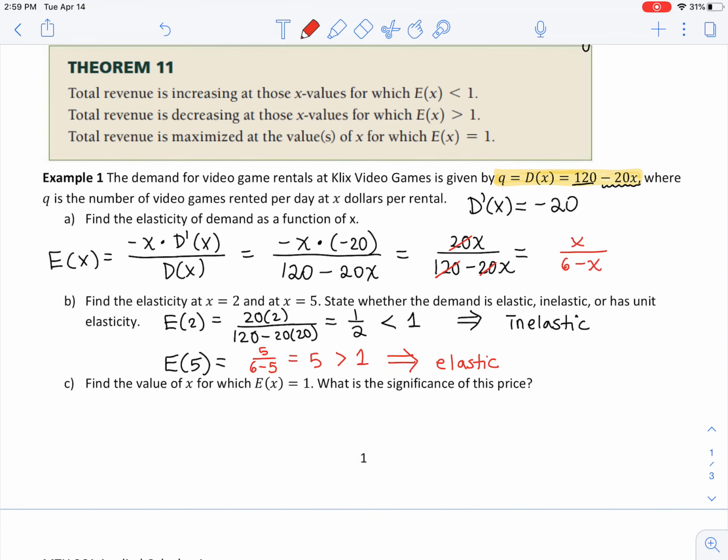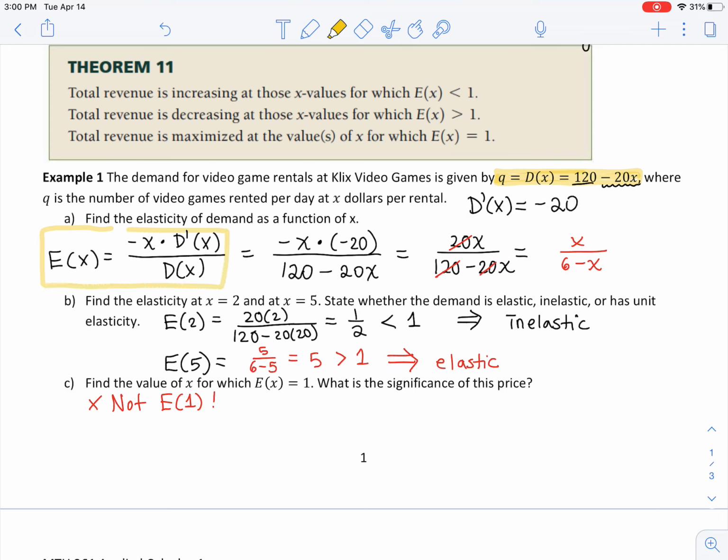Alrighty. So now the last question. They're asking us to find the value of x for which the elasticity is equal to 1. We want to achieve the unit elasticity here. So plug in 1. We're not finding E of 1, right?